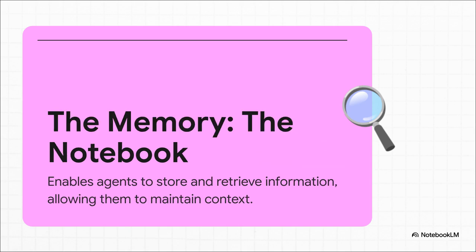And finally, we've got memory. Think of this like the agent's personal notebook. This is what lets the agent remember what's been said and done, both in the short term, within a single conversation, and in the long term, like remembering a user's preferences over time. It's what makes the whole interaction feel coherent and, well, intelligent.